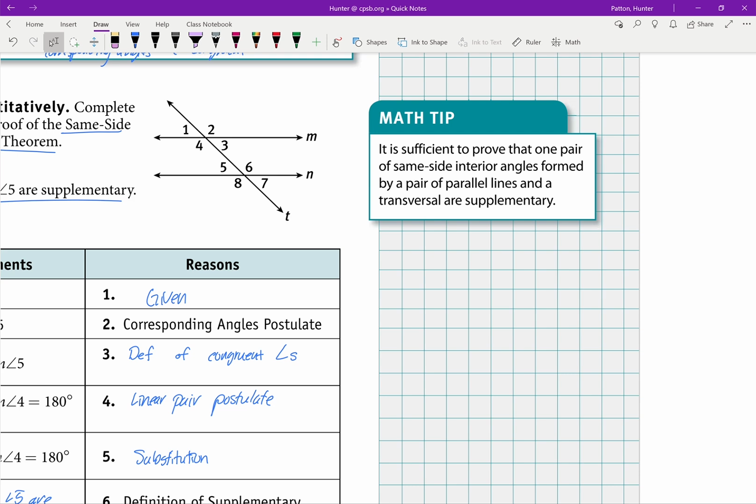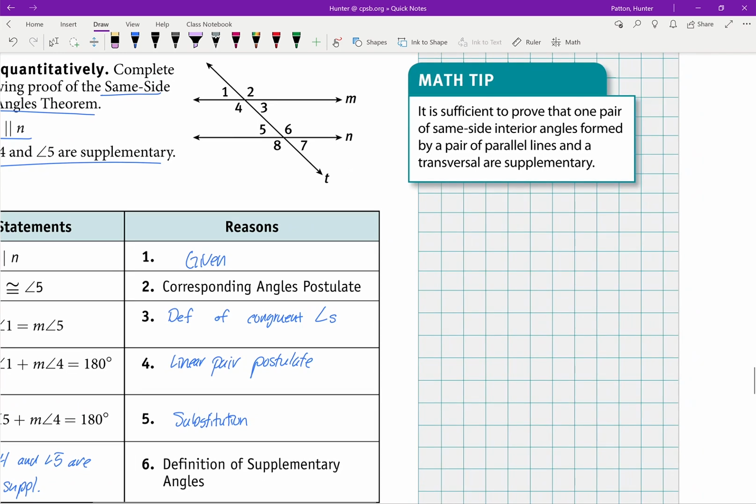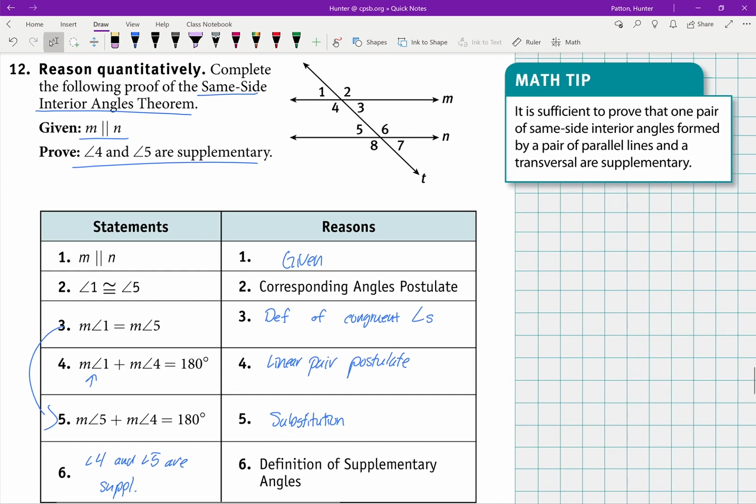It says it is sufficient to prove that one pair of same-side interior angles formed by a pair of parallel lines and a transversal are supplementary. What it means by that is that we don't have to prove that both 3 and 6 are supplementary and 4 and 5 are supplementary. We can just take one pair of same-side interior angles in this diagram, and that's enough to show that the whole theorem is proven. All right. So like I said, you could have used 3 and 6. Again, they could have done this, but they set it up in the way for us to use 4 and 5. So that's what we did.